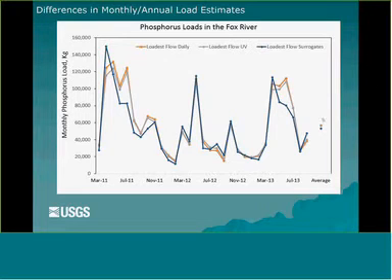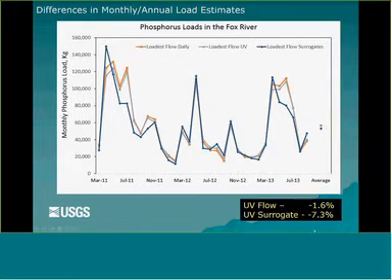If we sum that up into an annual average, what we get is that the UV flow model decreases the load by almost 2%, and when we add the surrogates to it, it reduces it by about 7%. So we're getting a little bit different answers.